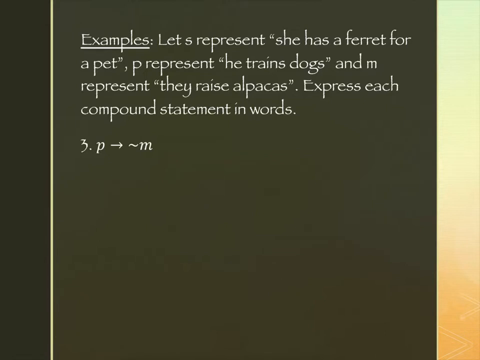So I do have an if-then statement because I have an arrow, right? Which means the first word that I'm going to write down is if. So it's an if statement. And then what does the representation of P stand for? Okay, so if he trains dogs. Okay, so we've finished the statement that P represents. We've come to the arrow, so we're going to include the word then. And then I need the negation of M. What is the negation of M?